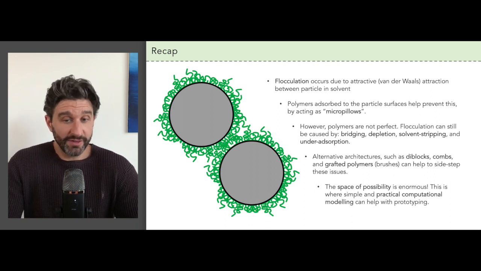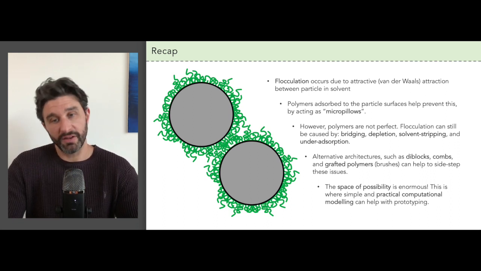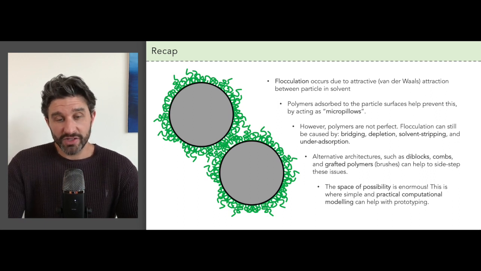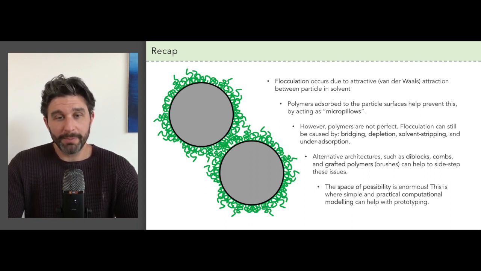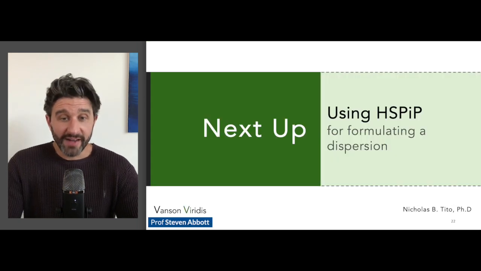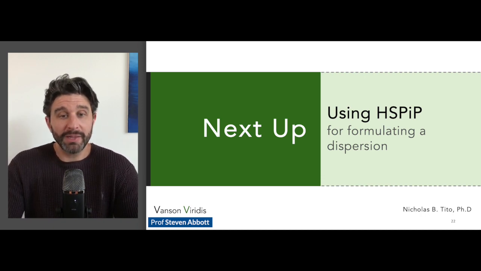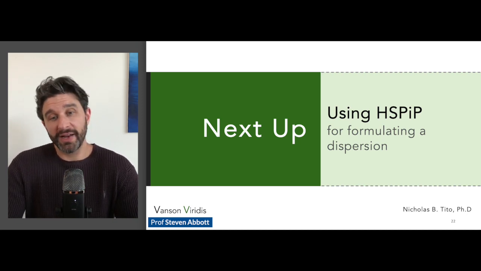However, the polymers are still not perfect, and so flocculation can still happen by things like bridging, depletion, solvent stripping, or underadsorption. One of the ways to try to sidestep these issues is by using alternative architectures, but ultimately, this problem has an enormous space of possibilities, and it's where simple and practical computational modeling can be a huge help. So that's exactly where we will be going in the next episode of this series. We'll talk about how to use HSPiP, a great formulation app for Windows, to quickly prototype and sort through this big dispersion design space in order to test ideas before heading into the lab.